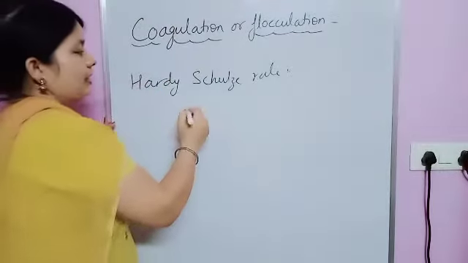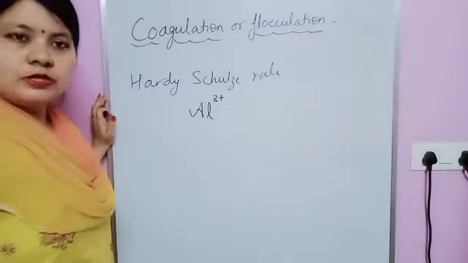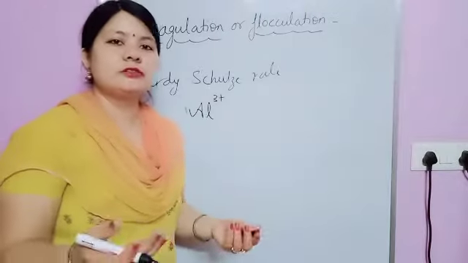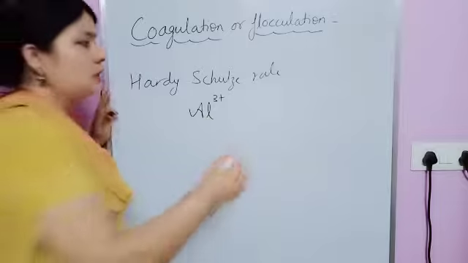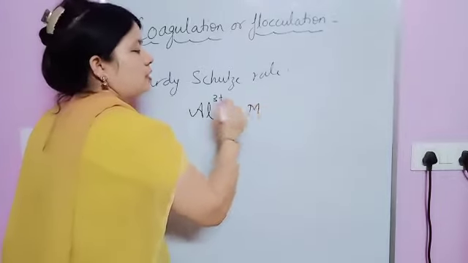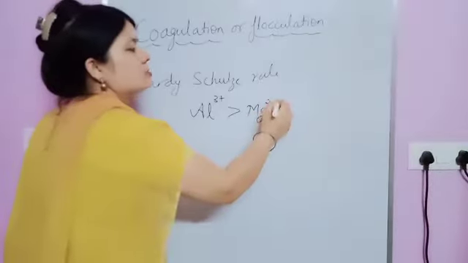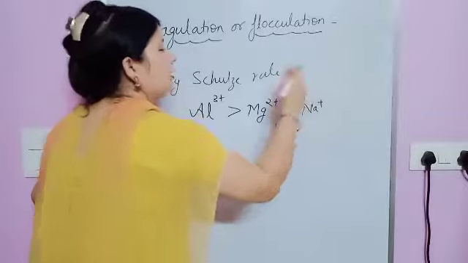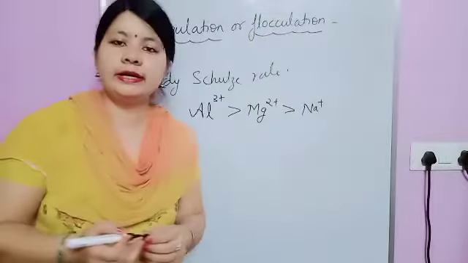For example, suppose aluminium is present, either as AlCl3 or maybe FeCl3. When the charge is more, just see in this case the charge is +3. So aluminium +3 is more effective in coagulation as compared to magnesium ion, as compared to sodium ion. So simple, more is the charge on the ions, more is their coagulating power.